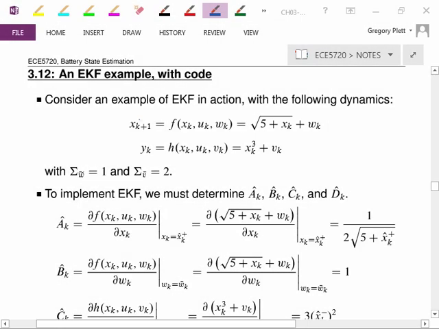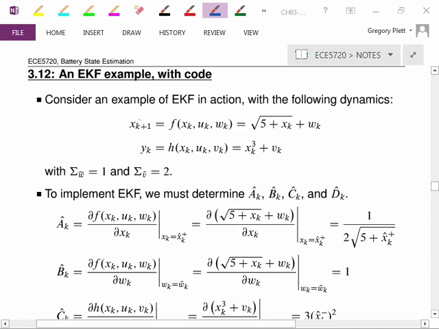In this section, we're going to consider an example of the extended Kalman filter along with code to implement the example because we want to try something simple first. It's just a generic example, and then in a later section we will look at how to implement this for estimating cell battery state.